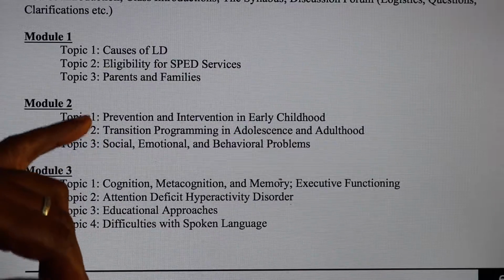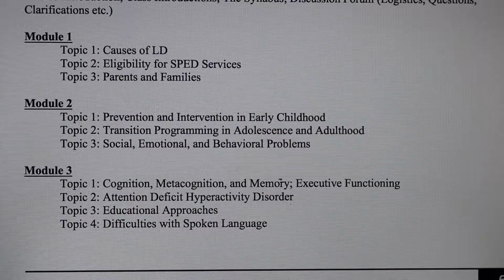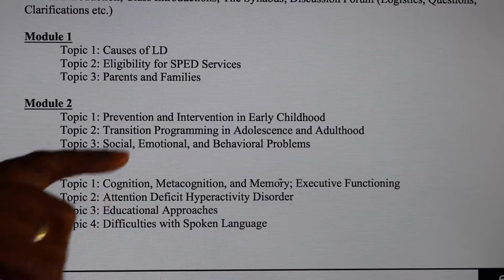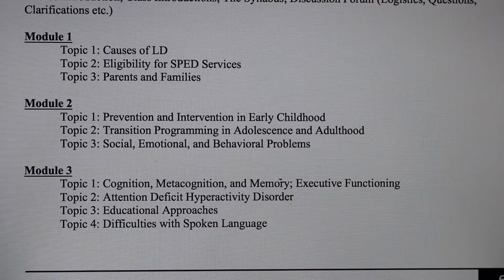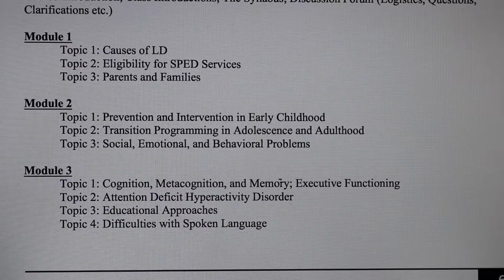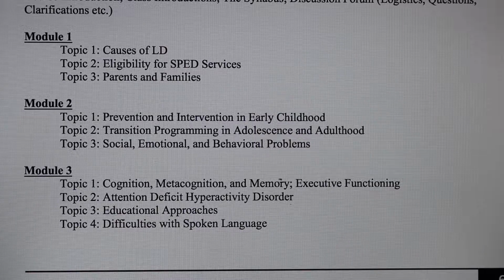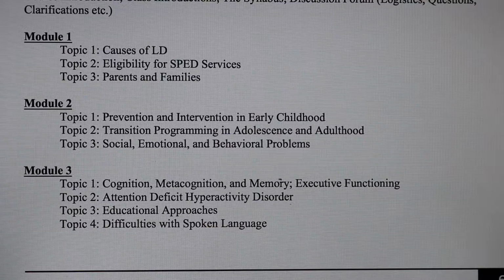Module 2 has 3 topics: prevention and early intervention in early childhood. Then we go on to talking about transition programming in adolescence and adulthood. And then social, emotional, behavioral problems. Those are the topics for module 2. So you will complete those topics, whatever readings, activities for those topics, you will complete those. You will complete your major assignment for module 2. And then you're ready to move on to module 3.